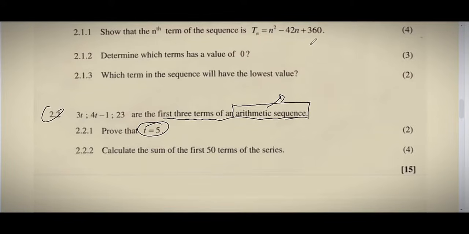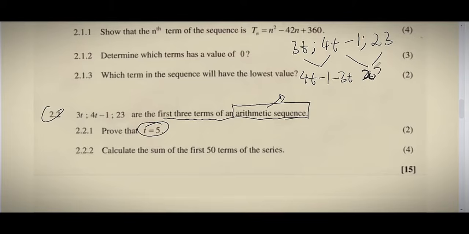So let's solve this. We have 3t and then 4t minus 1 and then 23. Now we know one thing about the arithmetic sequence. It has a constant difference. So that's 4t minus 1 and then minus 3t. So take the second term, subtract the first term. Then for this one, we have 23, so t3 minus t2: 23 minus (4t minus 1), right? So why am I doing this? It's because this is an expression. So if I'm subtracting an expression, I need to put it inside the brackets.